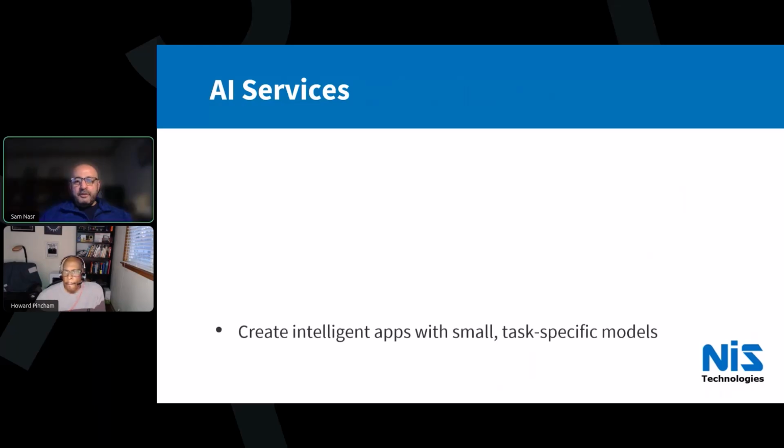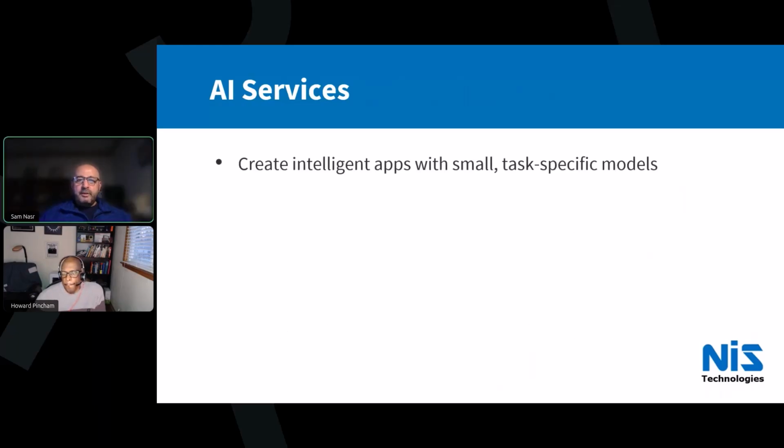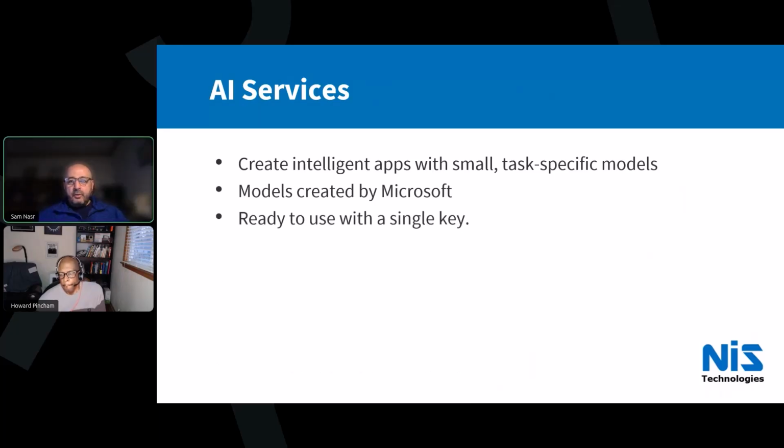Next to the playground, you have AI services. If you're familiar with cognitive services, this is essentially what carries over into the Foundry under the name of AI services. This allows us to create intelligent applications that are very task specific and very targeted towards a specific task, meaning it can only analyze images, or it can only decipher text, whether it's text to speech or speech to text. These were models created by Microsoft, and they're ready to use with a single key once I have those set up.